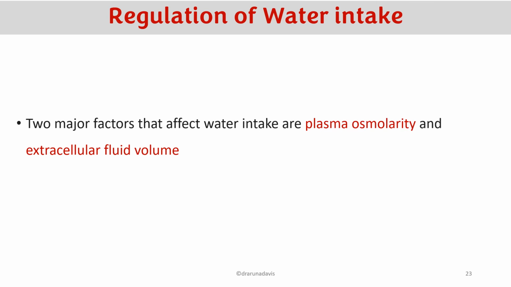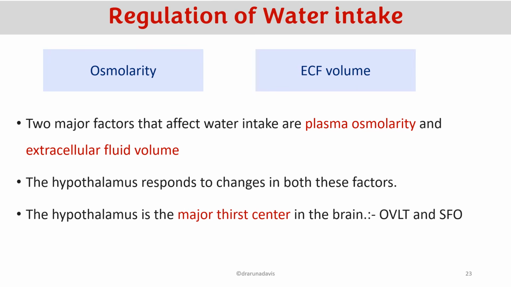So we know that the two major factors that affect water intake are plasma osmolarity and extracellular fluid volume. Okay, so what are the two important factors? Osmolarity as well as ECF volume. So hypothalamus responds to changes in both these factors, osmolarity as well as ECF volume. And hypothalamus is a major thirst center in the brain.